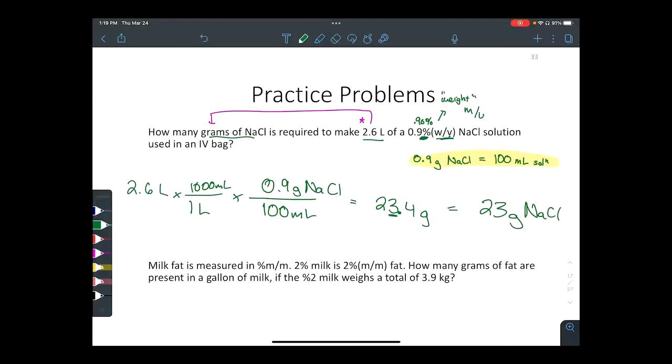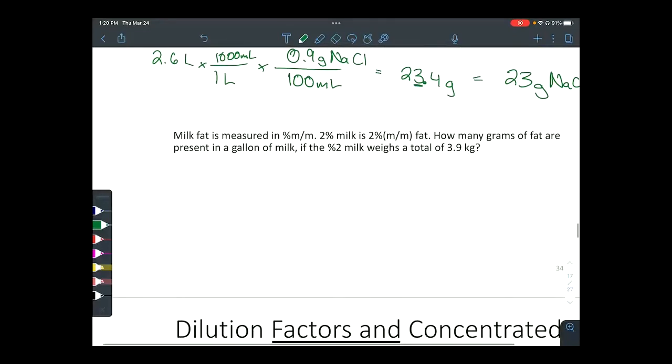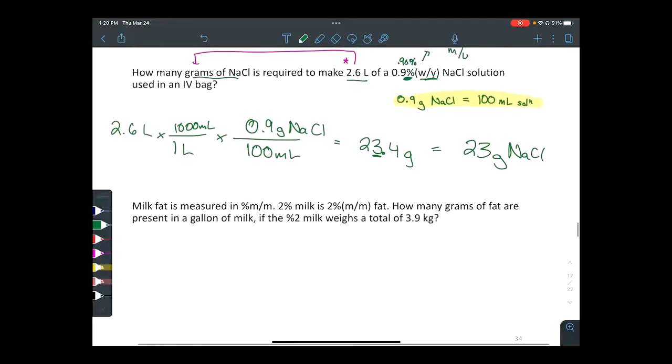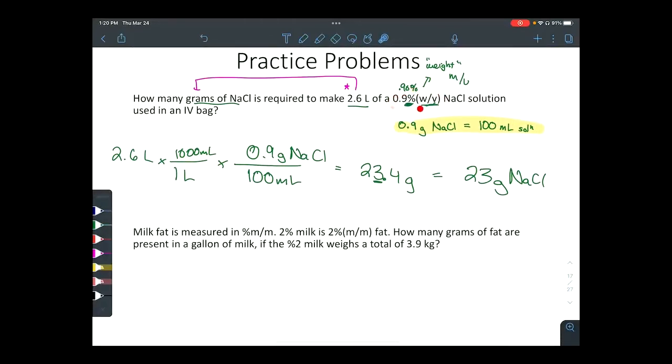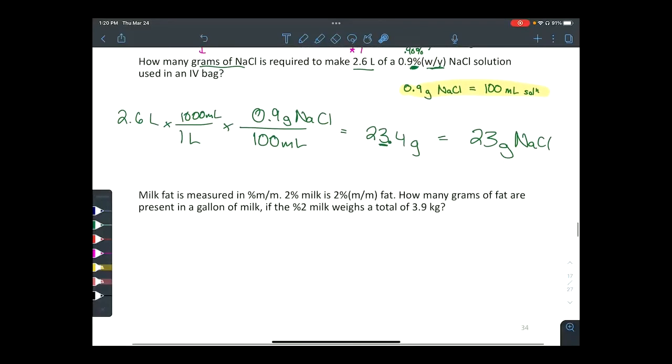So when I say something like, let's just do one more. Let's do one more, all right? And I think you'll see it. It's all based upon this idea of whether you can write out the equality of the meaning of this concentration unit. So let's look at this next one.